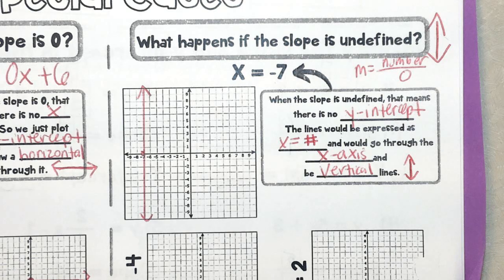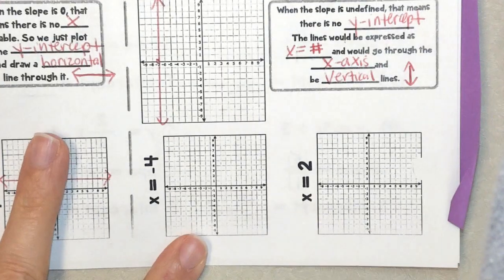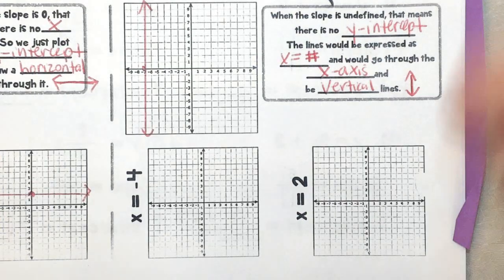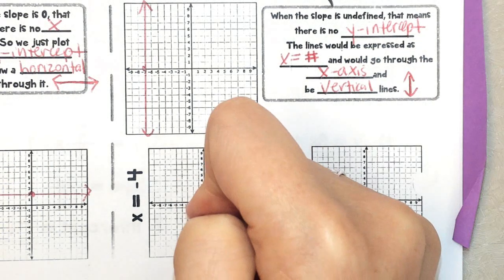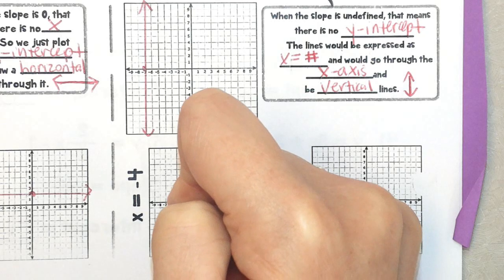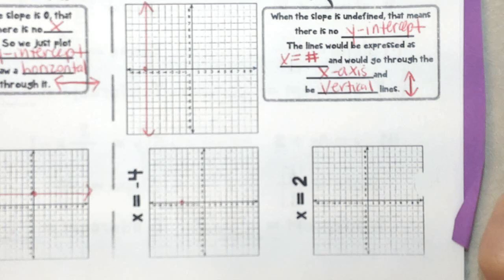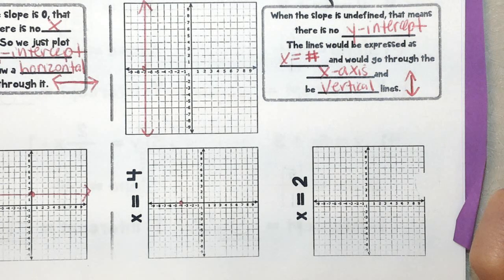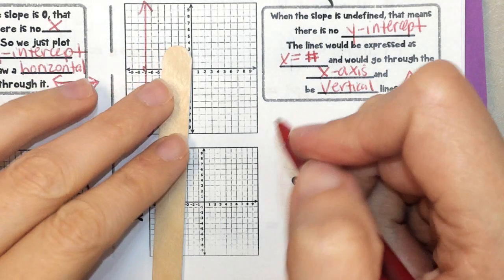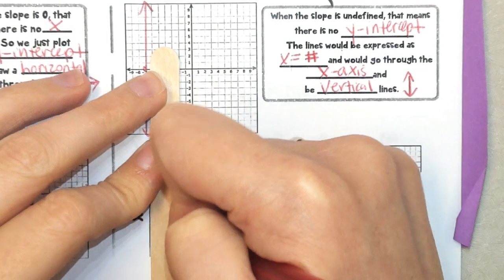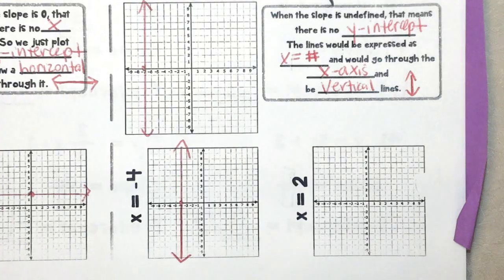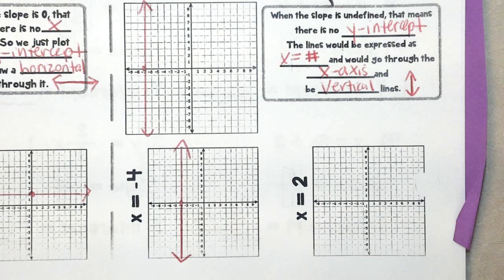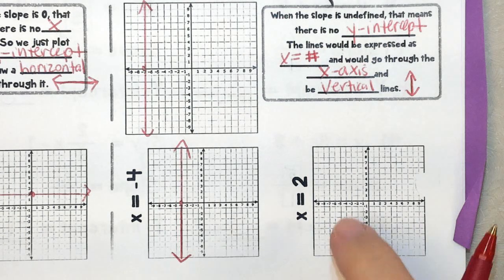Okay? I know, again, that these are small down here. Do the best you can. The next one is x equals -4. So on your x-axis, go to -4 and put a small point. I know it's super small. And then again, it's going to be a vertical line because the slope is undefined. Undefined lines are vertical lines, so straight up and down. And then try the last one on your own.